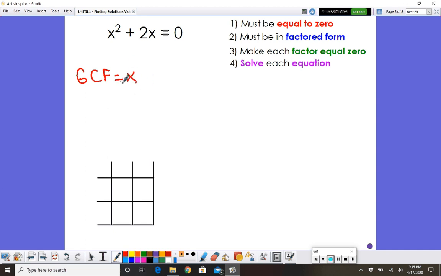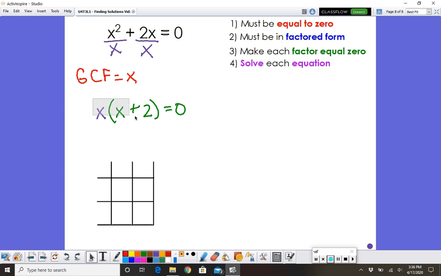So this x, greatest common factor, is going to be one of the factors we pull out. Okay, what that means is I'm going to divide each of these terms by that greatest common factor, and then whatever's left over will be my second factor. So x squared divided by x is going to leave me with an x, and then 2x divided by x is going to leave me with a 2. Okay, and all of this would be equal to 0.